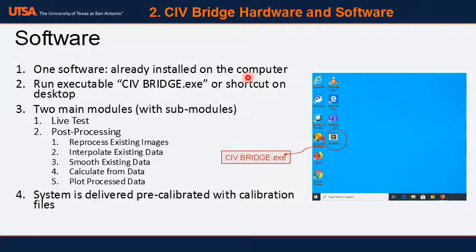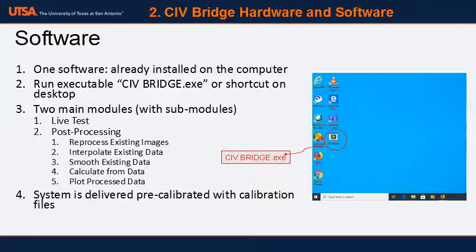Onto the software. Really one executable file has been compiled into one executable file, and a shortcut of it is provided on the desktop. So when you open the laptop, it'll be there. It's civbridge.exe. This is the file you'll need to run to get started. The software has two main modules: a live test module where you'll be running a live test, and we'll talk about it a little bit later, and a post-processing module that has all these extra processing functionalities.